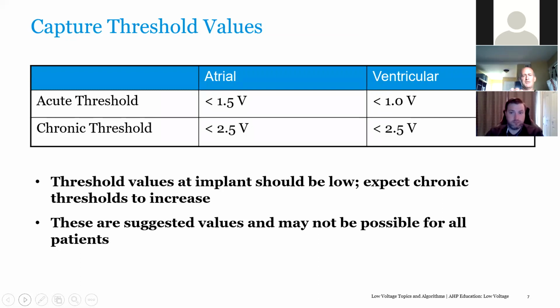Over time, those chronic thresholds will creep up, and we want them to stay below 2.5 to maintain good battery longevity. Now, every patient is different. Will we see patients with high thresholds? Absolutely. Doesn't necessarily mean that we'll have to go back and revise the lead or have another surgical intervention. We might just accept it depending upon the age of the patient and so forth, or comorbidities. But it's very important, as you can see, we don't want that battery to run out.